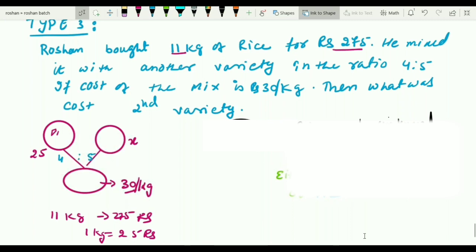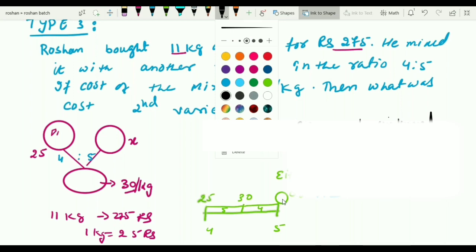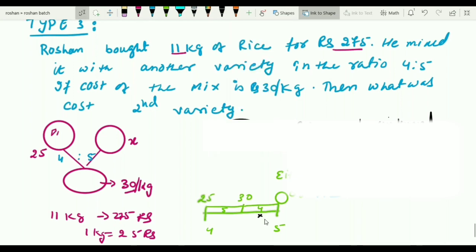How to solve, sir? Very easy. If you understood type 2, this is a byproduct of type 2. See this. Draw the diagram. What is the first one? 25. What is the second one? I don't know. What is the middle value? 30. What is the ratio? 4:5. This value has to be equal to 4. Whichever side is not given, like this side is not given here, see this very carefully. This is very, very important. Whichever side is not given, ignore that quantity. Whichever side is given, compare from here.